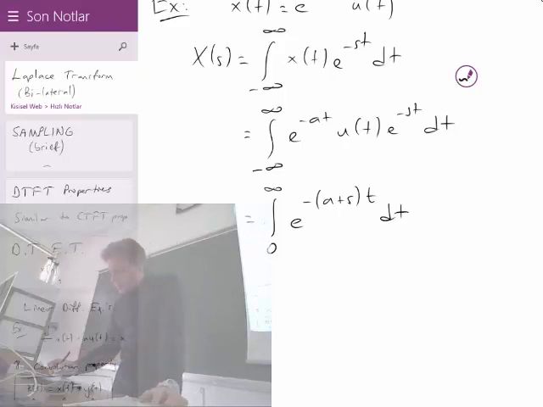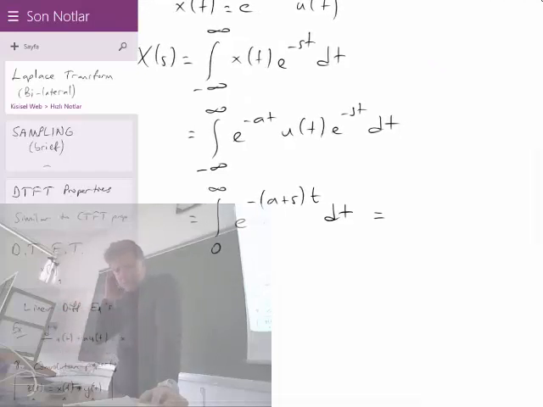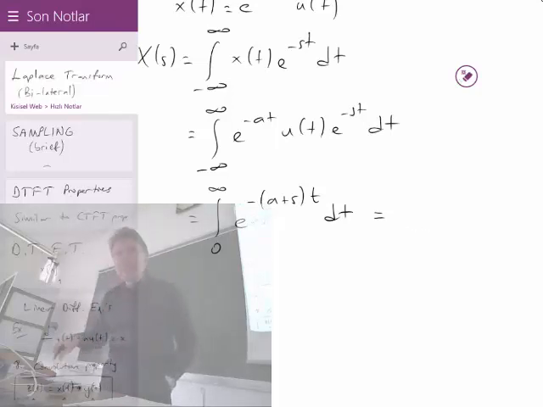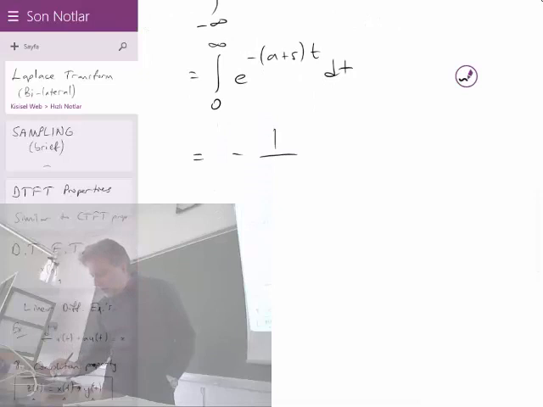And this integration is an exponent integral from 0 to infinity, which can be carried out just like the method that we did for the Fourier transform, to find it as 1 over s plus a, or a plus s. It's equal to minus 1 over s plus a, e to the minus a plus s t. Okay, if you're not happy with the abrupt solution, maybe I should do a few more steps. Minus 1 over a plus s, e to the minus a plus s t, from infinity to 0.